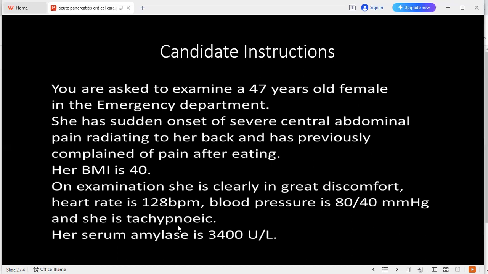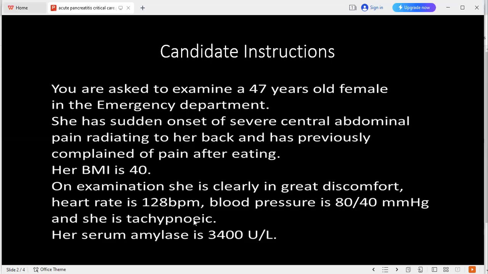All right. Can you please tell me if you fail to manage this patient on time, what are the complications that you should keep in your mind? The early complications may be acute respiratory distress syndrome, SIRS, systemic inflammatory response syndrome, multi-organ dysfunction. The complications may be pancreatic abscess, pancreatic necrosis, hemorrhagic pancreatitis.